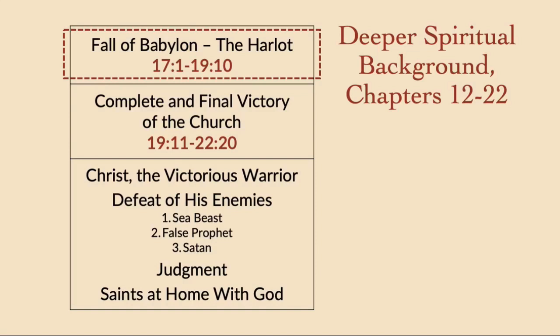Remember, we started this section with that picture from the Wizard of Oz, where Toto is pulling back the curtain so that you can see the real Wizard of Oz behind the curtain. That's what's going on here in the second half of the book of Revelation. God is pulling back that curtain so we can see what's really going on behind the scenes.